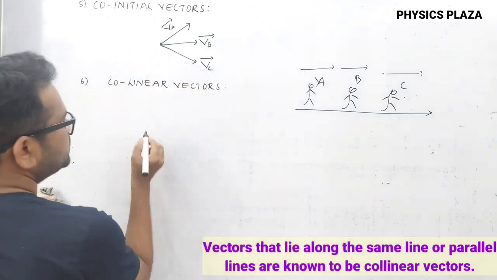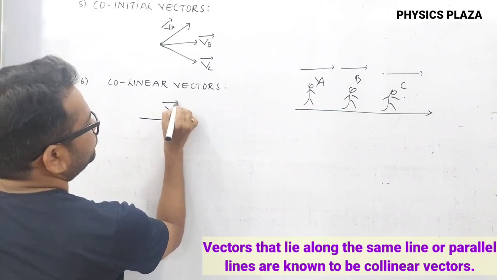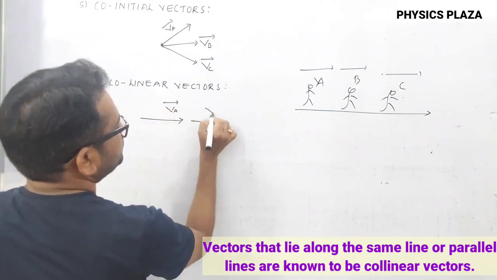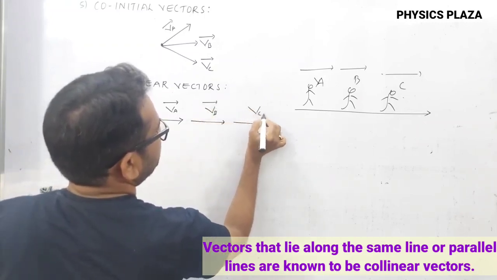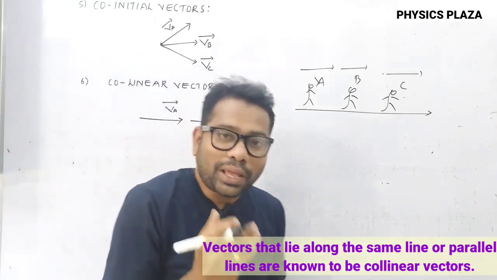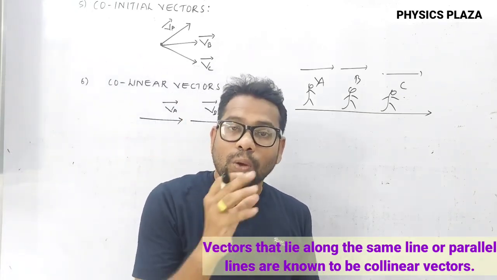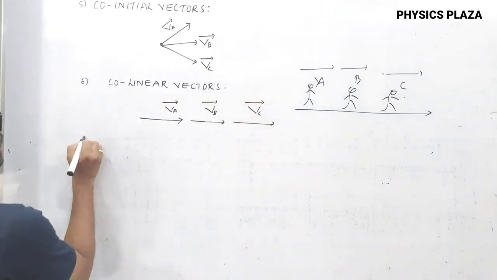For this I can say that all vectors are there: the velocity of person A, the velocity of person B and the velocity of person C. Here these are the vectors which are lying along the same line. Such vectors are called collinear vectors. Okay, fine. Now let us see the seventh one.